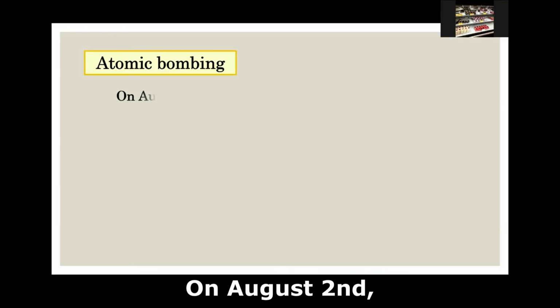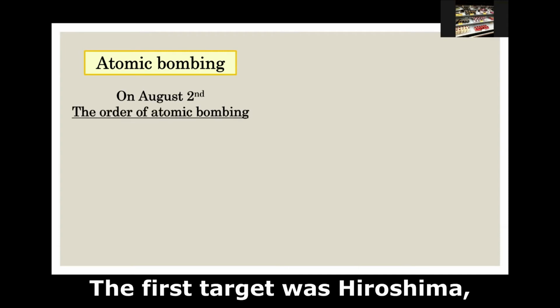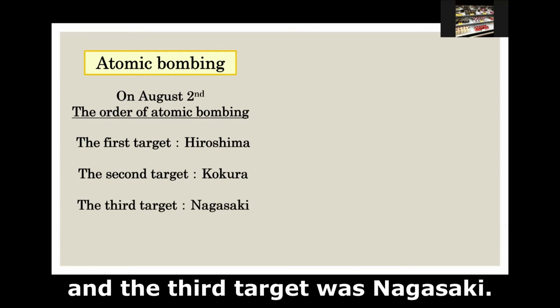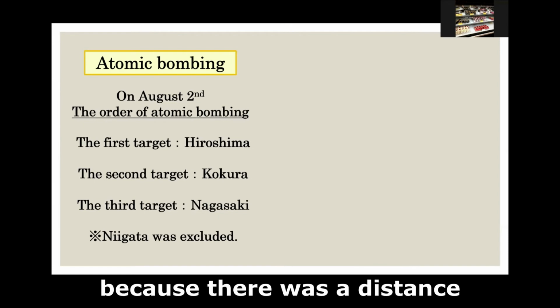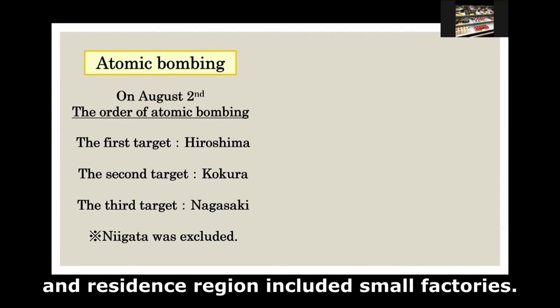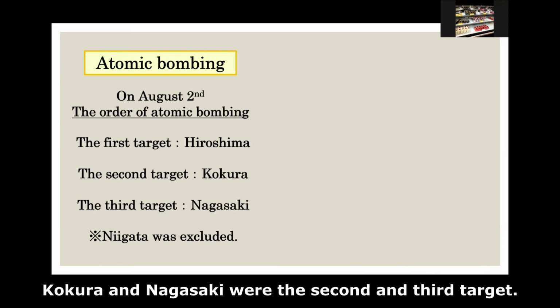On August 2nd, the order was given that the atomic bomb would be dropped. The first target was Hiroshima, the second target was Kokura, and the third target was Nagasaki. Niigata was excluded from target cities because there was a distance between the district where factories concentrated and the residence region, which included small factories. For the same reasons, Kokura and Nagasaki were the second and third targets.